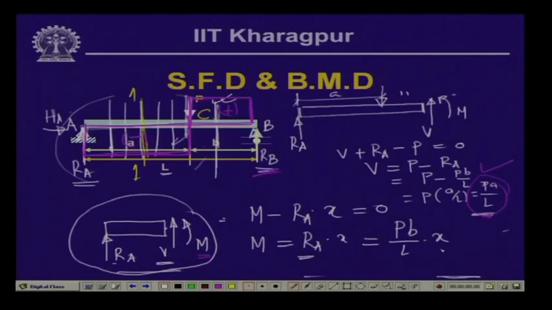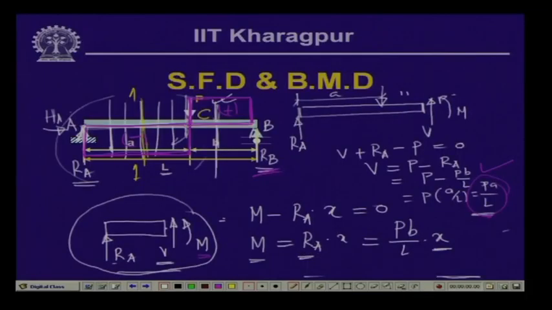Now, as you can see here that the moment is varying linearly with x. Now, when x is equal to 0, the bending moment is 0 at this particular point. Now, when x is equal to a, that means just at this load point or the left of the load point, x is equal to a. So, the magnitude of the bending moment becomes P B by L multiplied by a. So, that is the value of the bending moment at point C. So, m at C is equal to P A B by L.